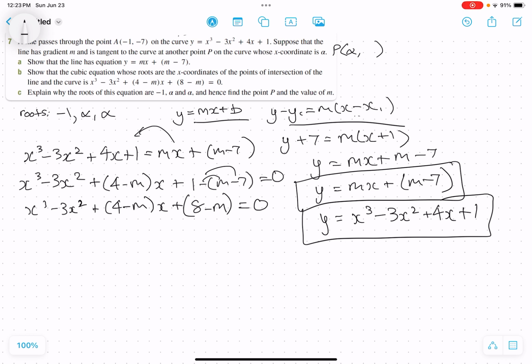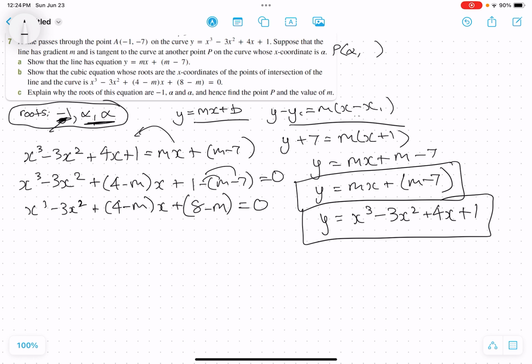Explain why the roots are -1, alpha, alpha, and hence find the point. So we've already found the roots to be that, because this was a single root, where they crossed, and then it was tangent at alpha, so it has to be a double root to be tangent at alpha.